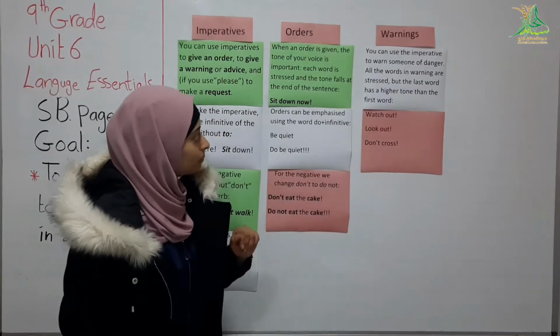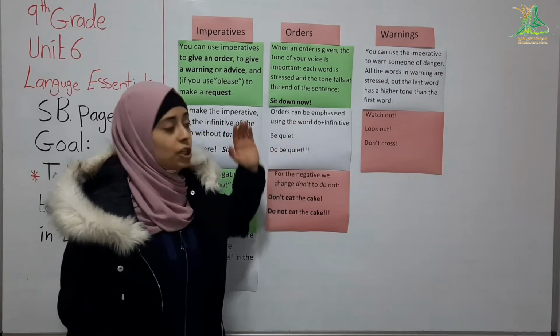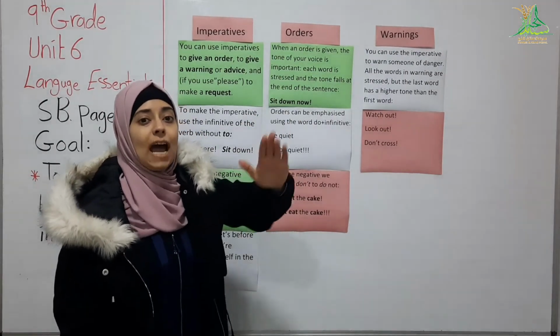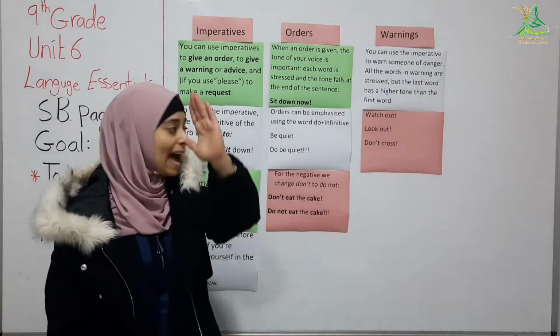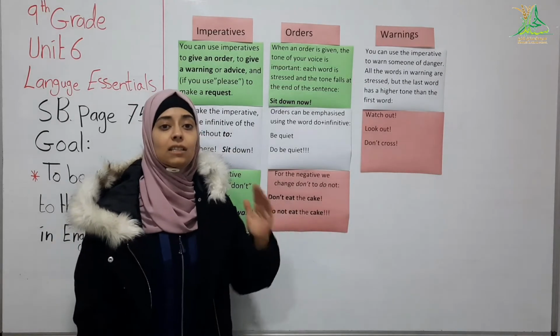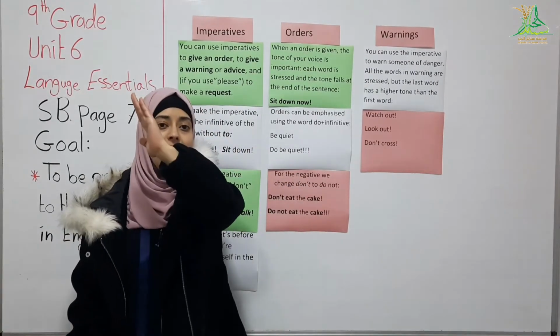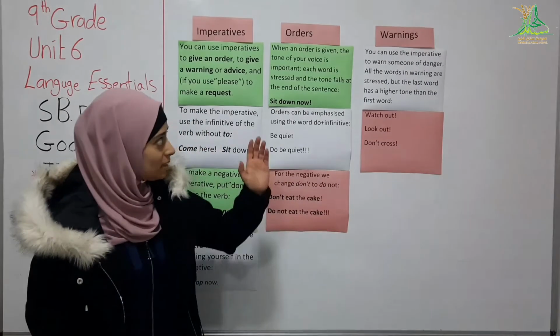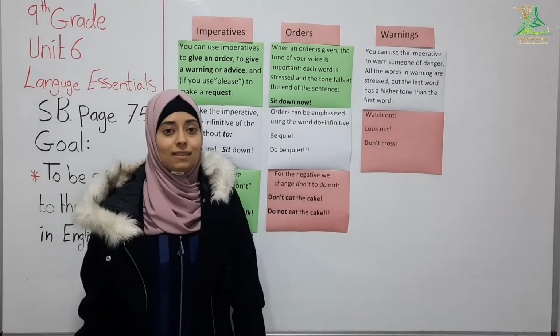For example, watch out, look out, and don't cross, okay? So from lower to higher. And this is about the first three. Now let's see the other ones.